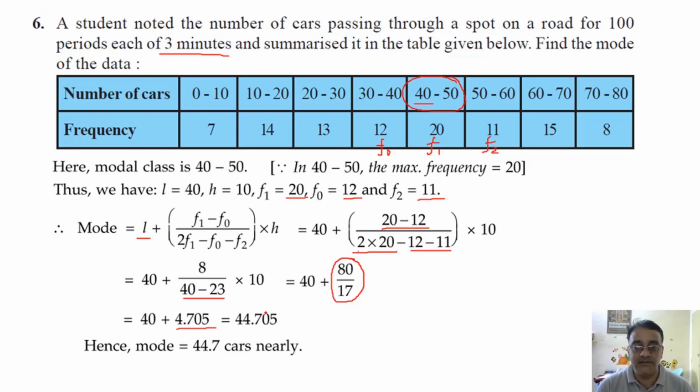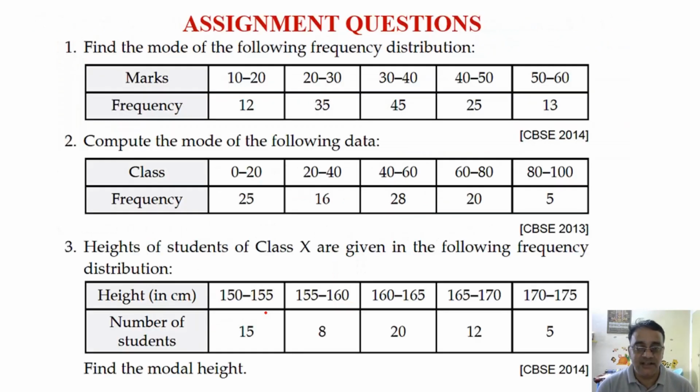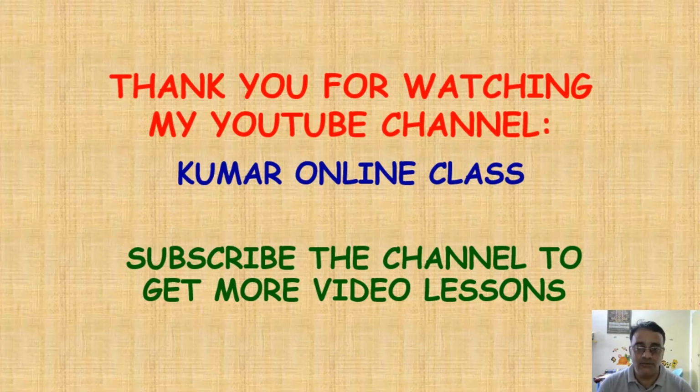Now we are moving towards the next section, that is assignment questions. Only 3 questions are there. All 3 are board questions: 2 questions from 2014 and 1 question from 2013. If you want to take a screenshot, you can take it now, and you have to complete all these questions. Okay. So that's all for today's session. Thank you very much.